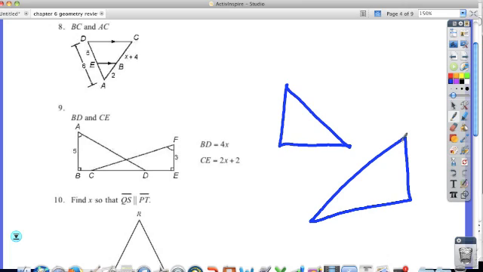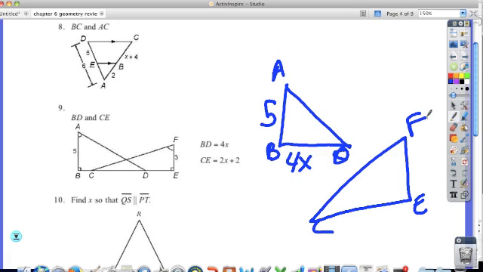Great. Okay, so the best way I have to do number 9 is, I know those are ugly triangles, but to break out the 2 triangles, because with them overlapping, if I don't break them out, I'm going to get confused. So triangle ABD has a base, I'm going to call it a 4x, a height of 5. Triangle CEF has a base of 2x plus 2 and a height of 3.